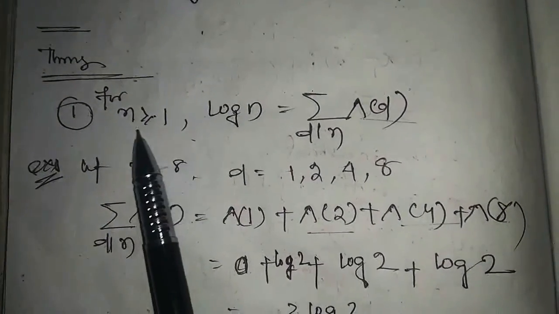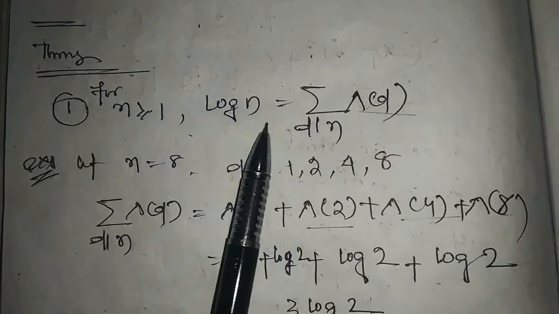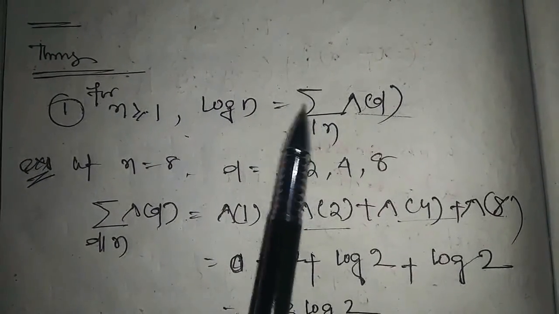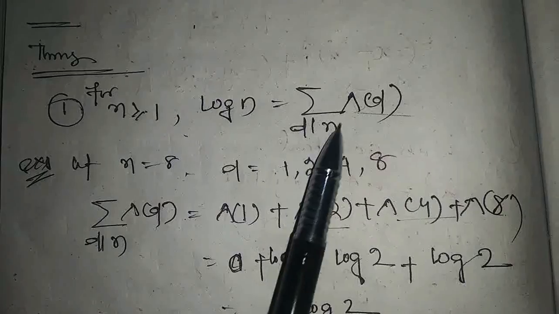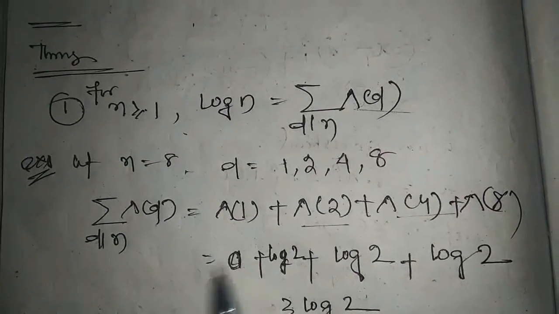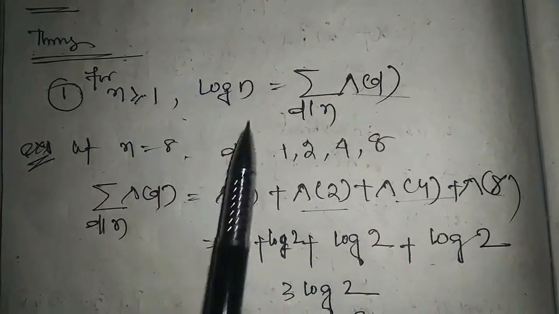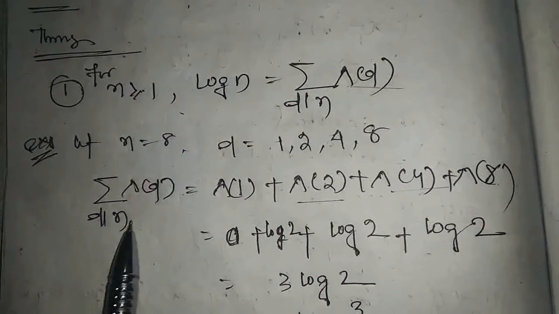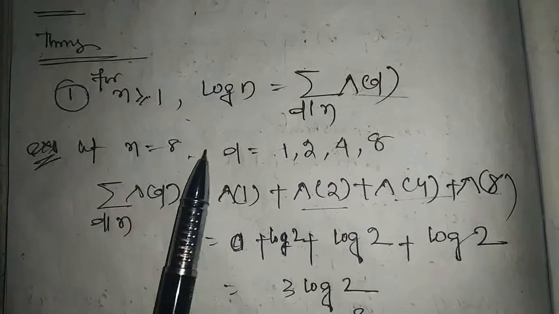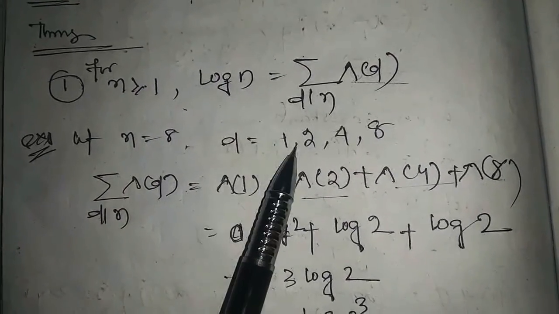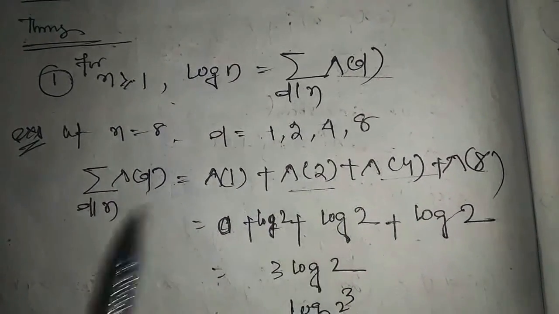For n greater than 1, log n can be written as the summation over d divides n of lambda d. We can prove this by using an example, that is, let n is equal to 8, so the divisors of n are 1, 2, 4, 8.